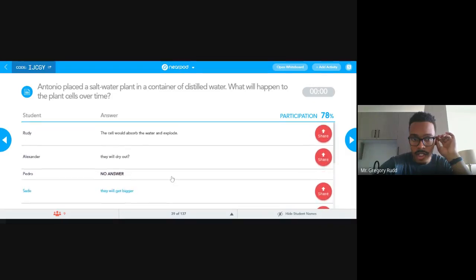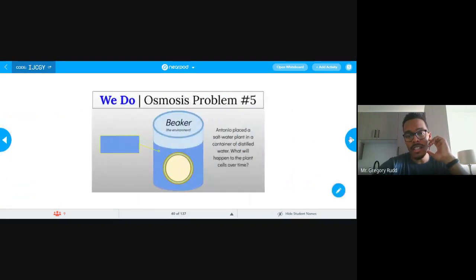So Sade and Rudy, you guys are correct. Your answers are right on the money. So I'm sharing Rudy's answer now. He says the cell would absorb the water and explode. So that is correct. Let's take a look at why that's correct. And Sade said essentially the same thing. So same question. We place a saltwater plant into a container of distilled water.